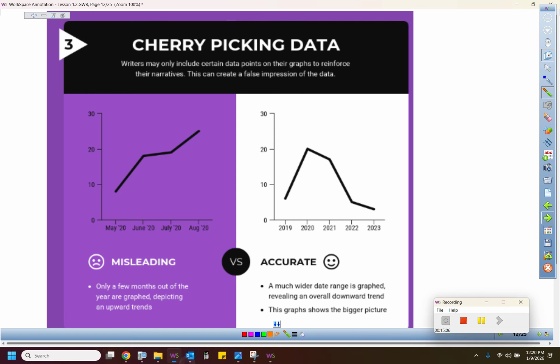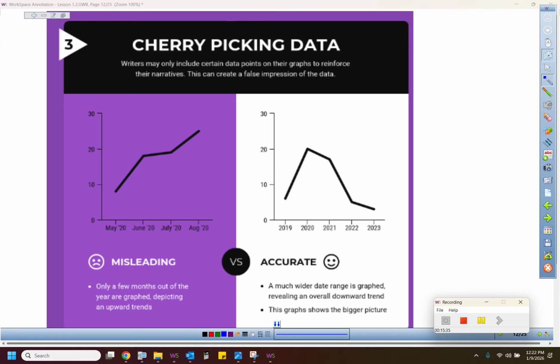The third way is cherry picking the data. If you know anything about basketball, cherry picking is when one person doesn't run all the way down to the other end of the court to play defense. They just hang out by their basket and wait for a rebound, and somebody throws it down and they get a quick basket. So cherry picking the data is a fancy way of saying picking only what they want to show you.